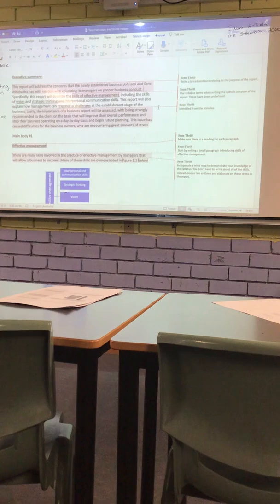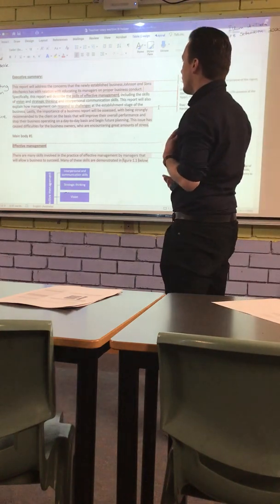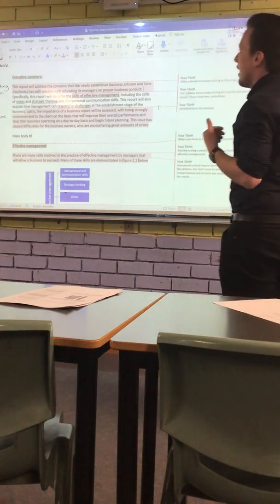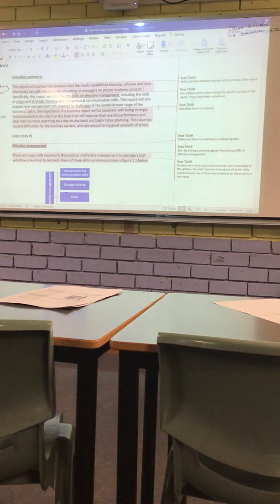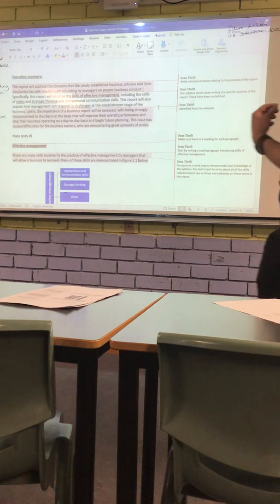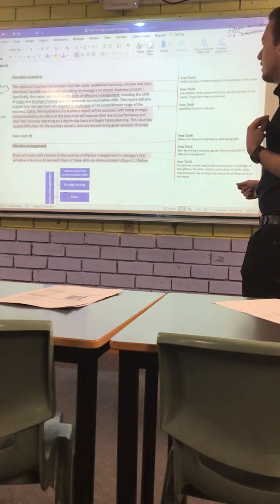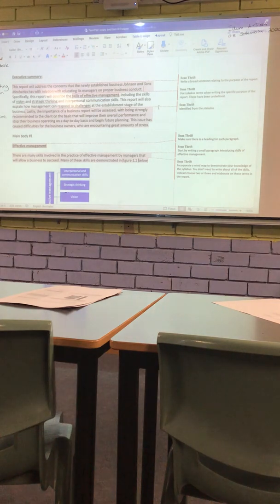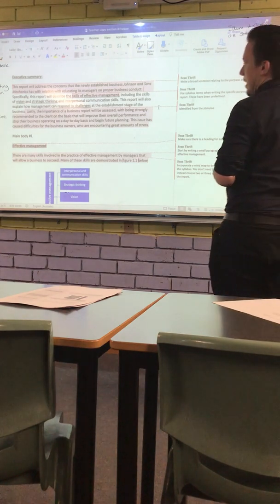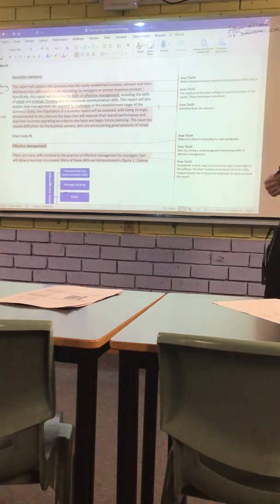Very simple, you're more or less just repeating. This report will address the concerns that the newly established business, Johnson & Sons Mechanics, has with relation to educating its managers on proper business conduct. Please make sure you mention the name of the business in the topic sentence. Specifically, this report will describe the skills of effective management, including the skills of vision and strategic thinking, and interpersonal communication skills. This report will also explain how management can respond to challenges at the establishment stage of the business.